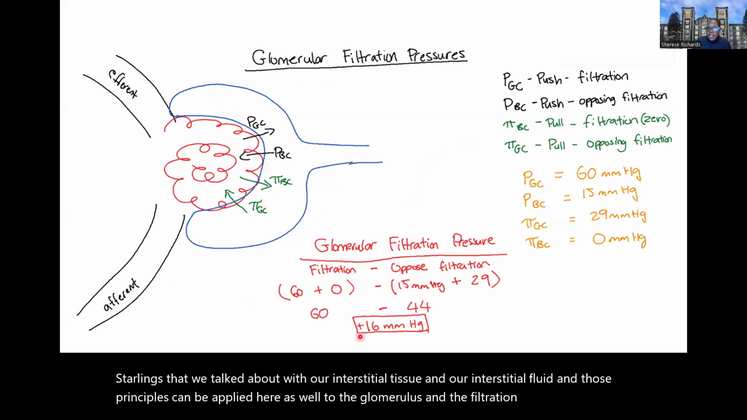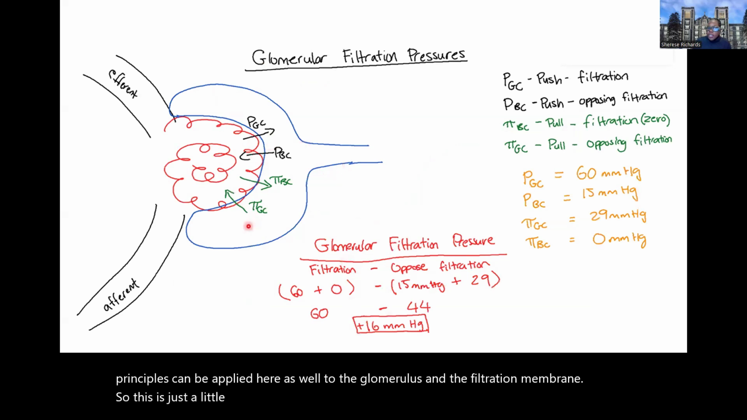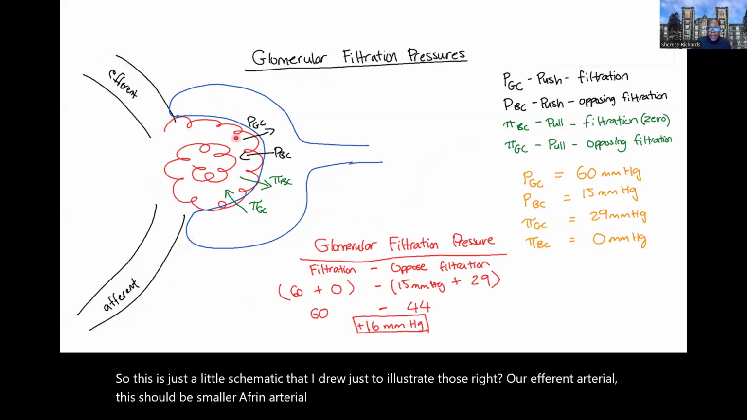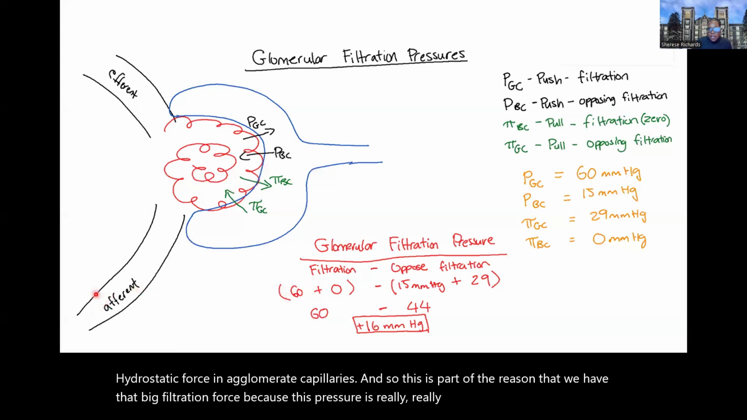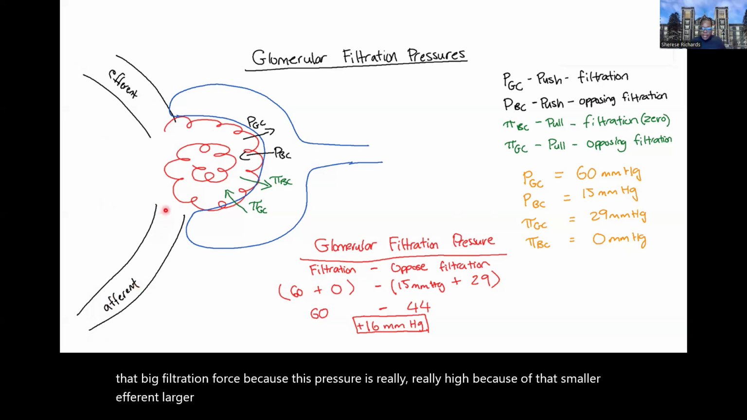Okay. So this is just a little schematic that I drew just to illustrate those, right? Our efferent arteriole, this should be smaller, afferent arteriole larger, creating a higher hydrostatic force in our glomerular capillaries. And so this is part of the reason that we have that big filtration force, because this pressure is really, really high because of that smaller efferent, larger afferent, and creating a high force to allow for that filtration. So our overall calculation here should bring us back to that 16 millimeters of mercury.